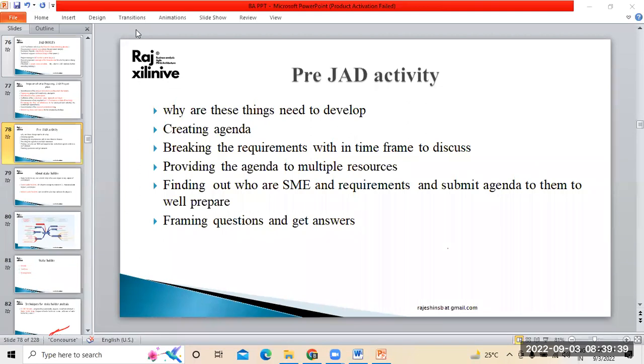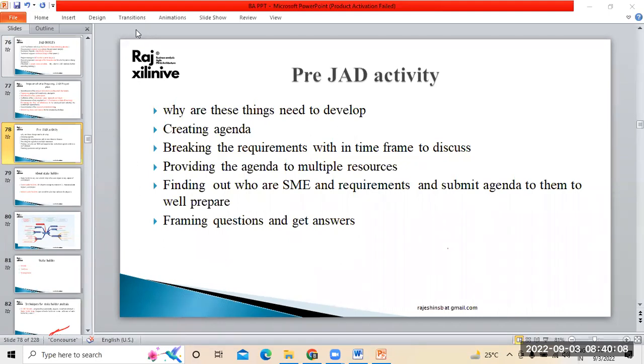What do we do prior to conducting the JAD session? Whenever we have identified the people, so we send an invitation to all the people whoever we have planned, right? So we will be sending an invitation to all the people, stating that on such and such date and time we are going to conduct the JAD session.